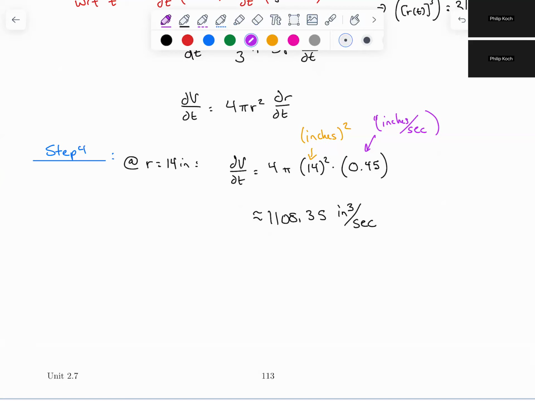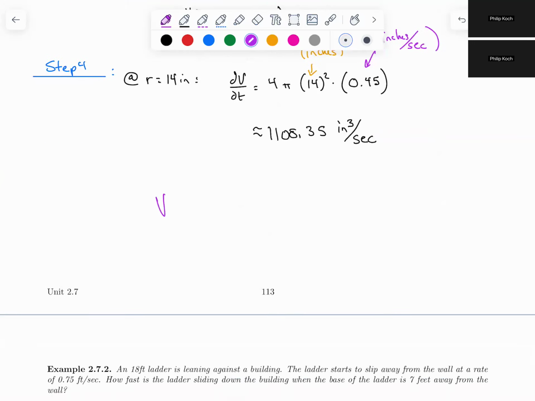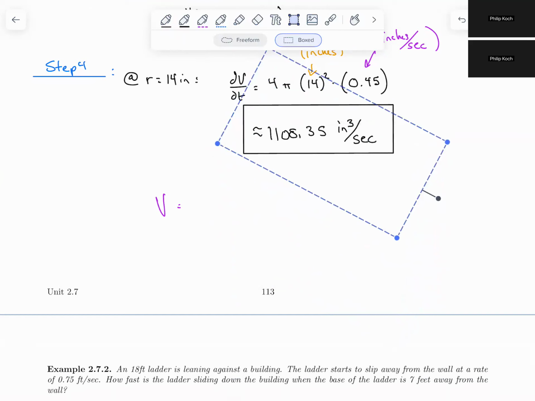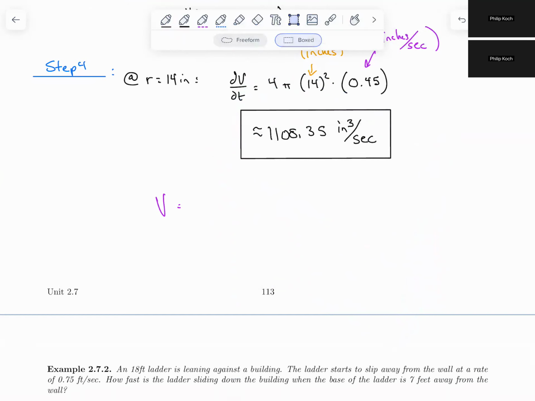Now, why did I say that step where it's like, don't plug it in early? Unless there are any questions on that, that is our answer: 1108. Yep, that's the rate of change of the volume when the radius is 14 inches. Since dV/dt is right there, it's assumed. Yeah, just round to the nearest 2 decimal places.